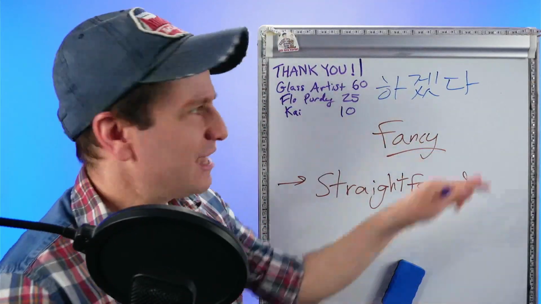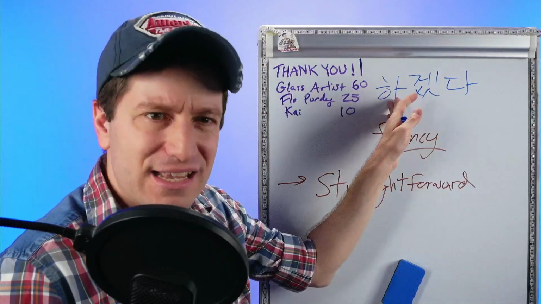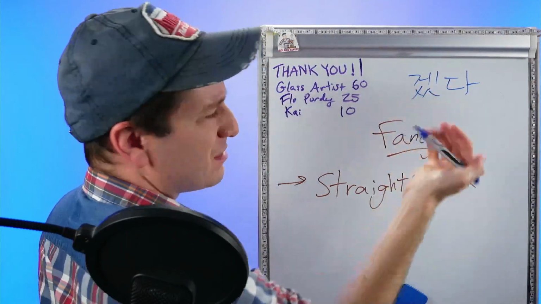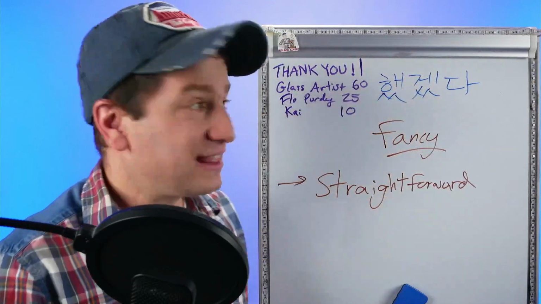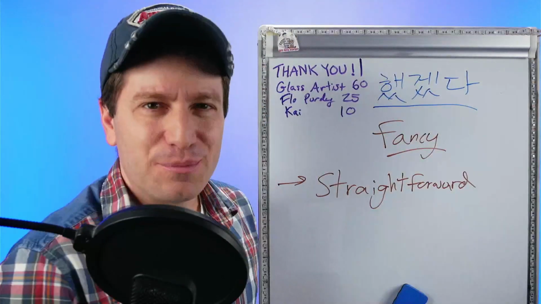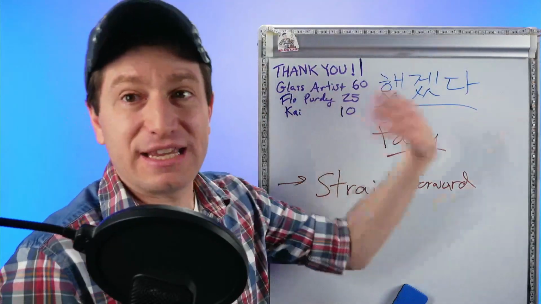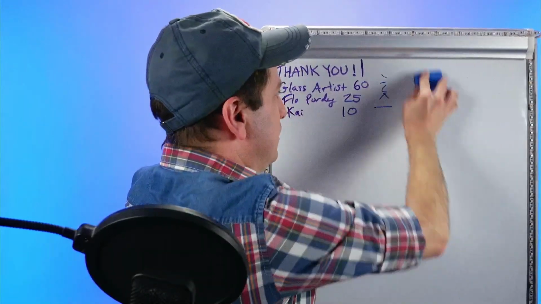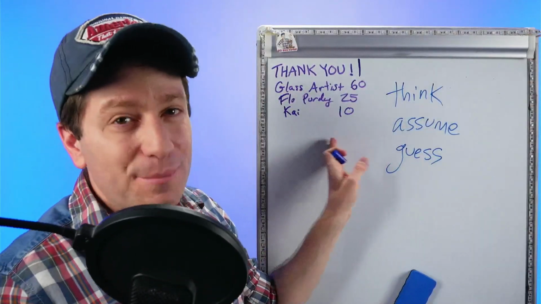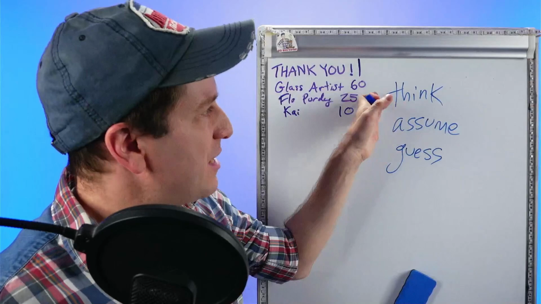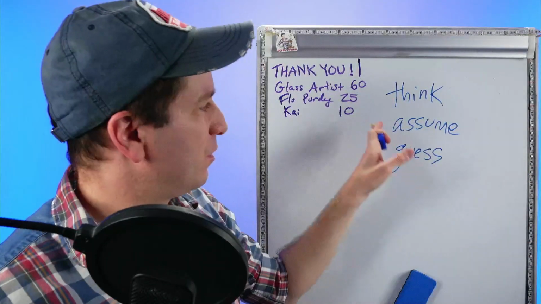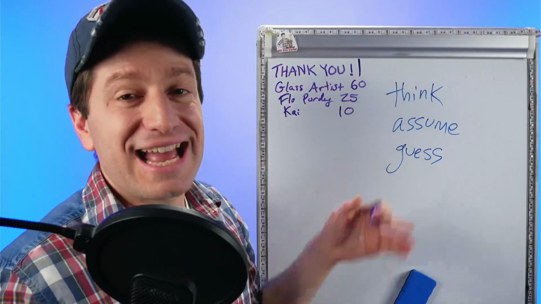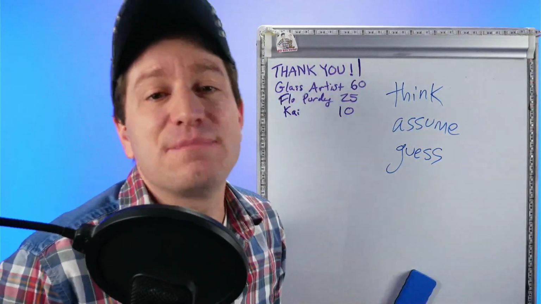You can attach 겠다 to other tenses as well. You can attach 겠다 not just to the present tense, but you can also attach it to the past tense. 했겠다. Would have been or must have been, past tense. Here are 3 ways that you'll commonly translate this form. Either think, like I thought that something would be, or assume, or it could translate as guess, like I guessed that something would be.